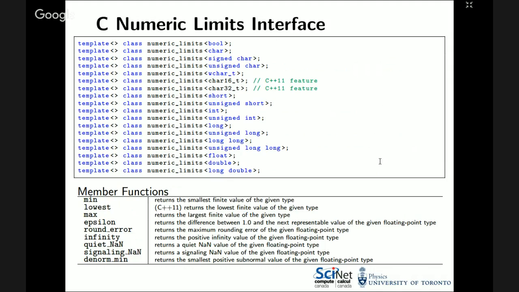So basically, I can ask for each class the numeric limit of the type that I'm interested in, and then the function. It will determine which is the minimal or the smallest finite value that I can represent in that type, or which is the maximum, and so on. Okay, so let's see some examples of that.